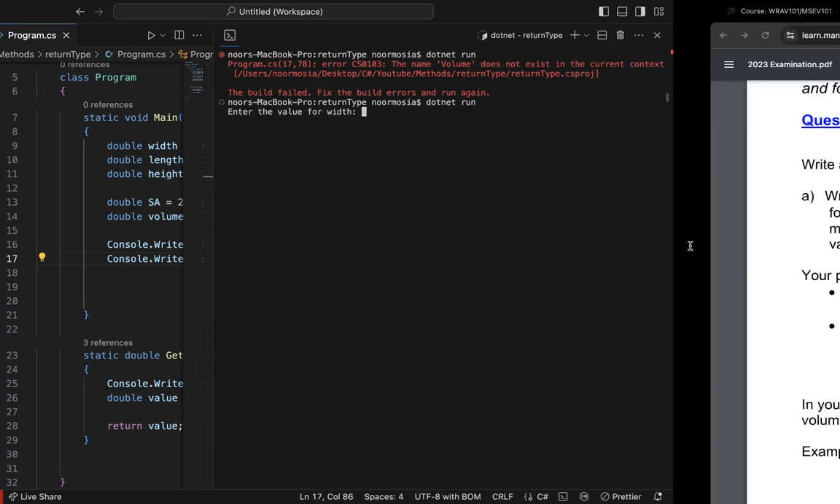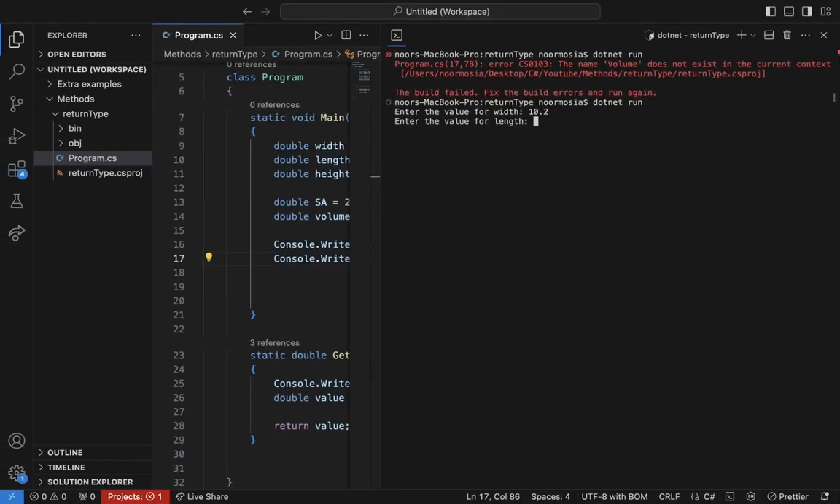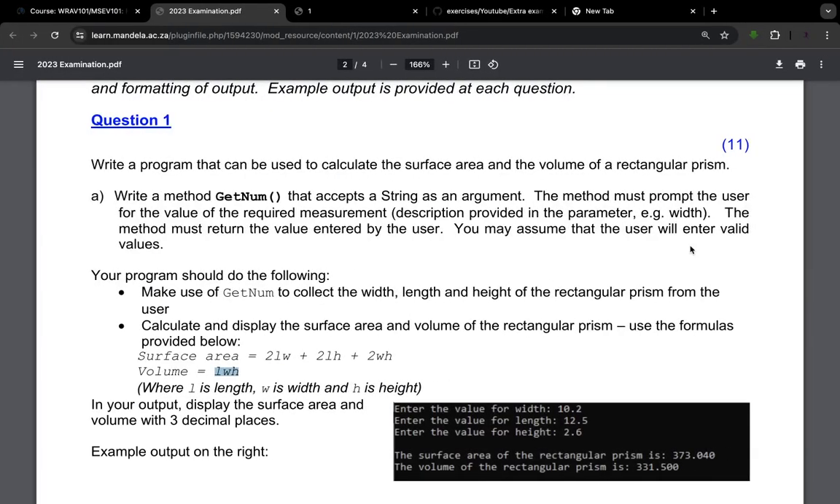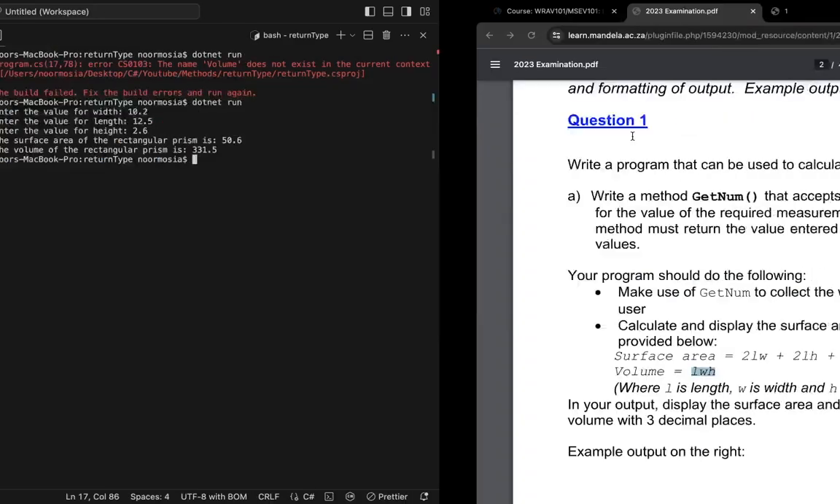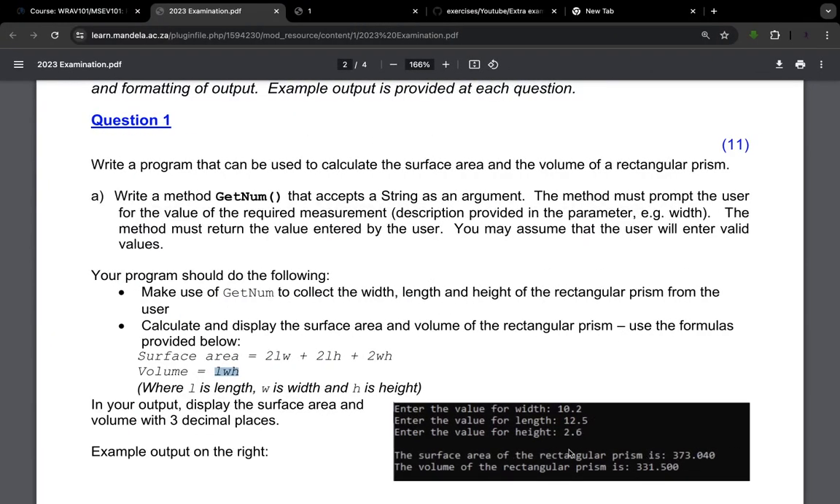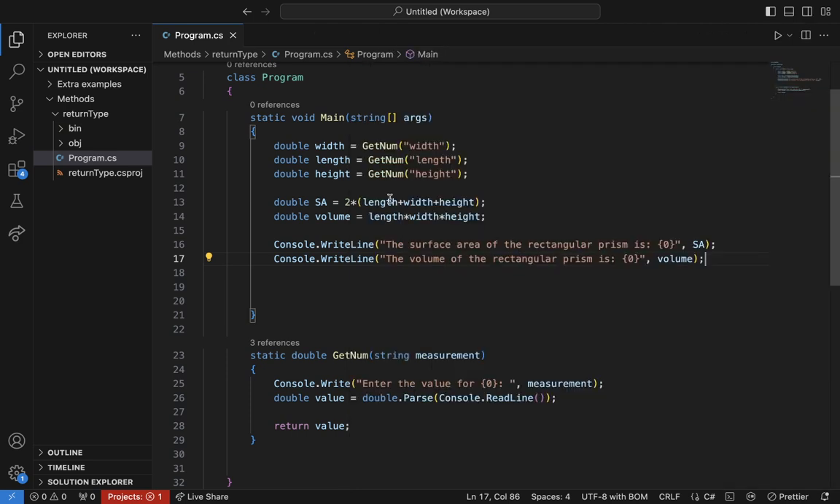Enter the width. Here they said the width was 10.2 and the length is 12.5 and the height is 2.6. So the surface area of the rectangular prism is 50.6. So that's the surface area, it's supposed to be 50.6. I got 300. The volume is supposed to be 331.5. I think that works, the volume, but I made a mistake calculating the surface area.